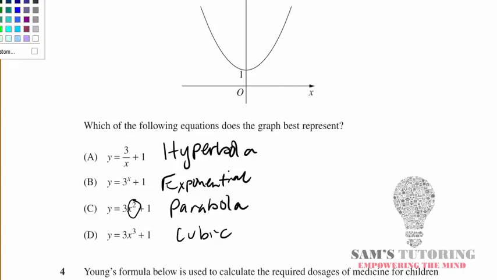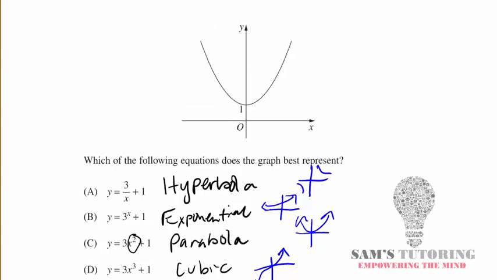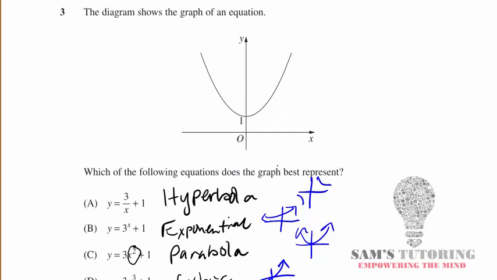How do they look? Hyperbola looks something like that. An exponential looks something like that. A parabola looks something like that, a happy face. And a cubic looks something like that. So, of course, which one of the following does this diagram represent?